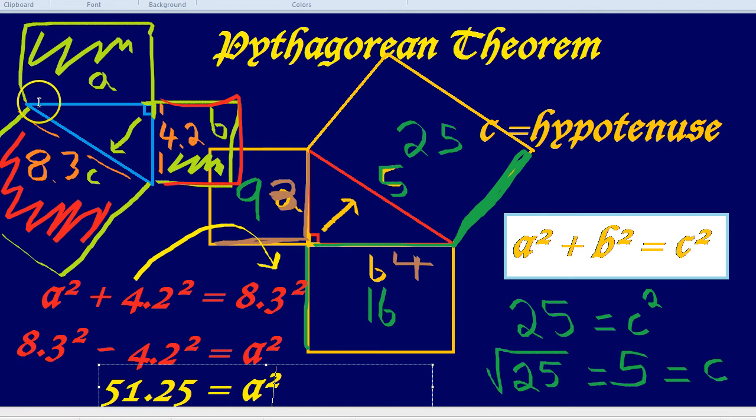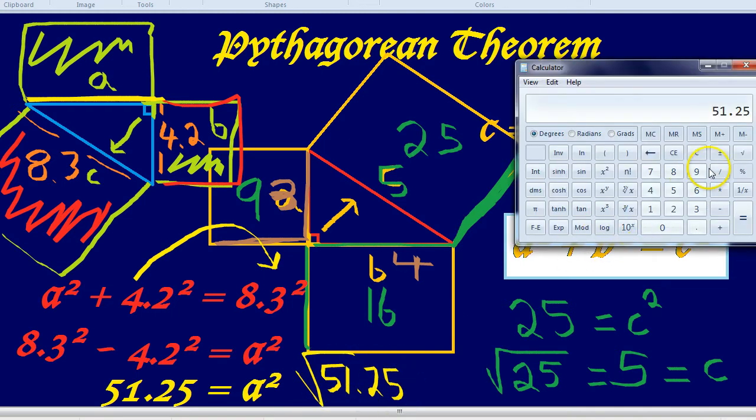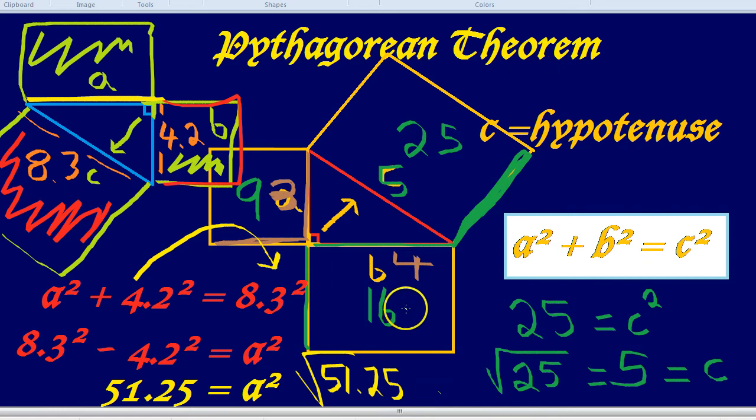What's the last step for finding what A, which is this length across here, is? That's what the question was originally. Find A. Yes, we do the square root of 51.25. In my calculator, I just have to press this, and I get 7.16, let's say. So rounding it out, A is 7.16.